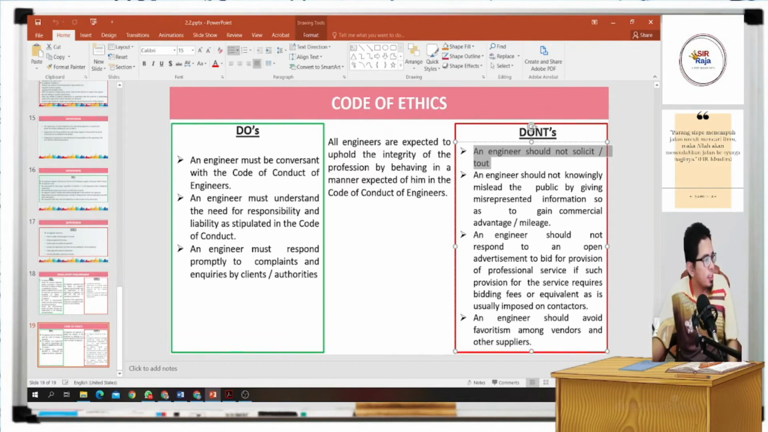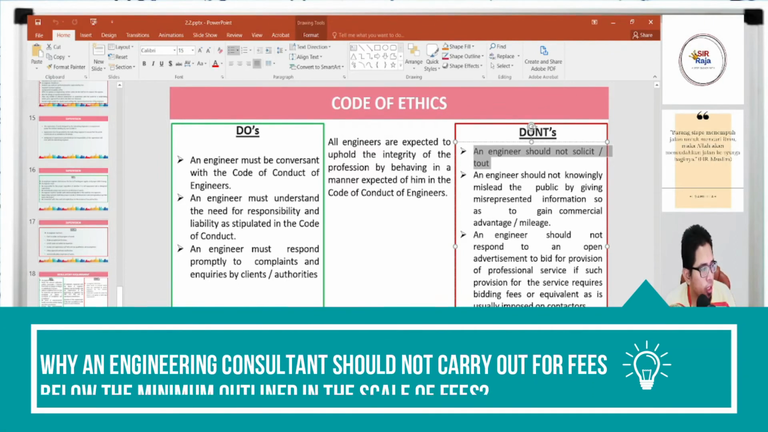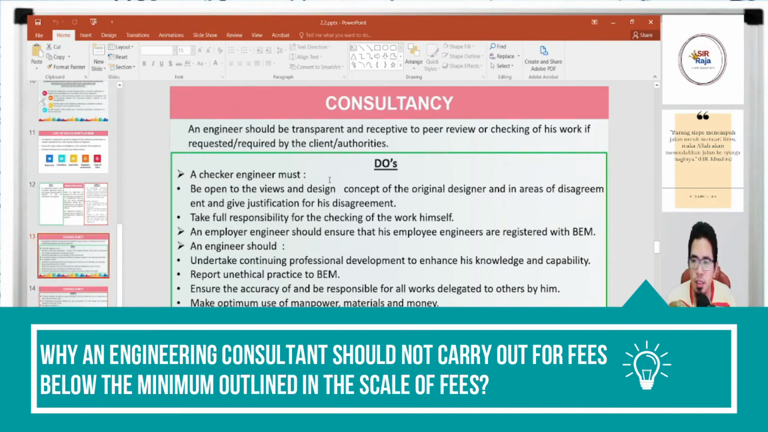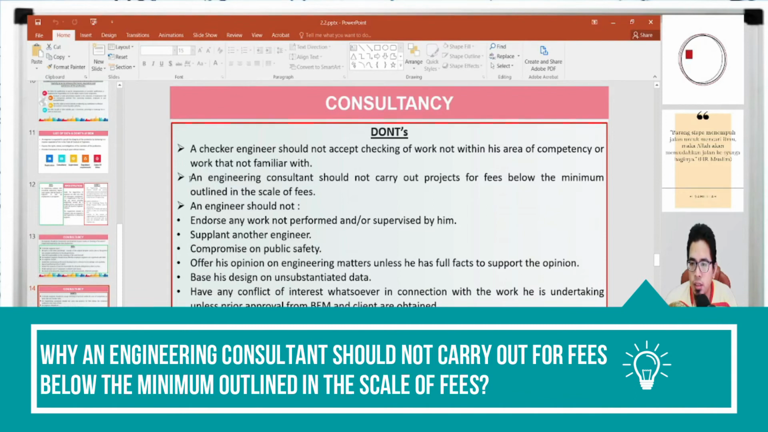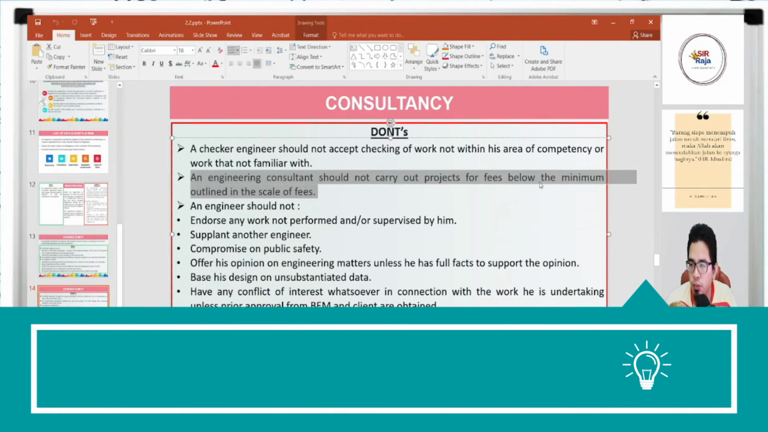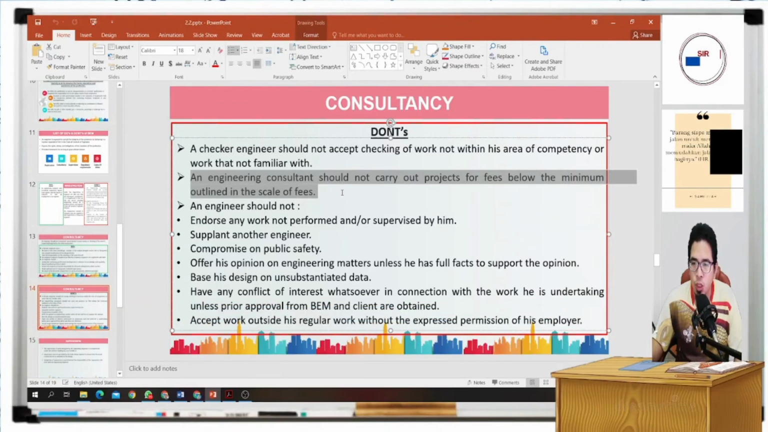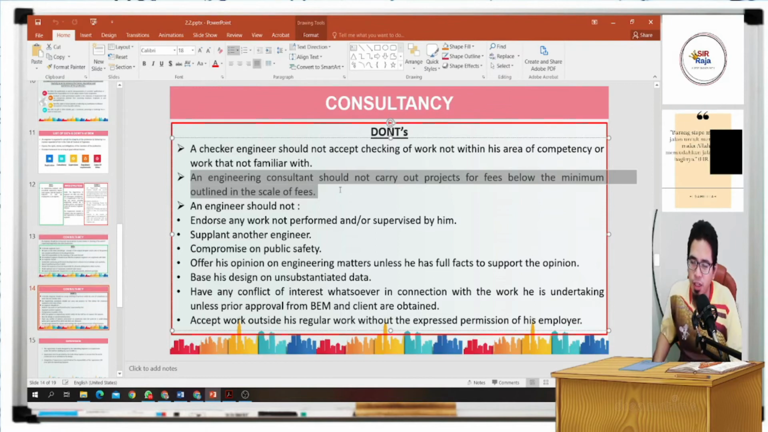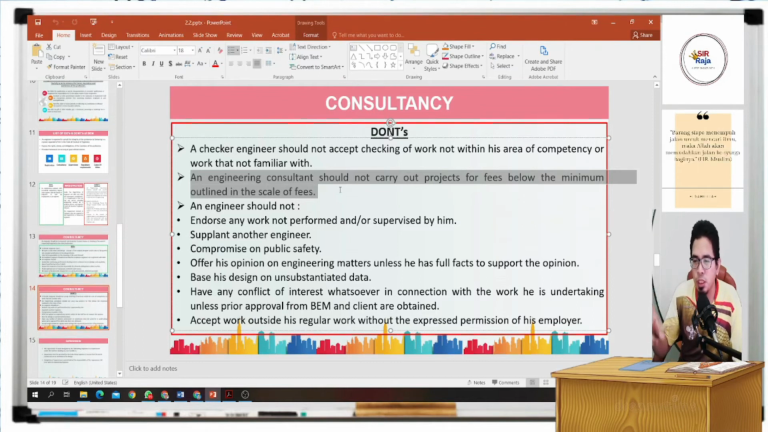Okay, alright. Why an engineering consultant should not carry out for fees below the minimum? So this one is under consultancy. Let's look at that. And it says here, the don'ts. An engineering consultant should not carry out project for fees below the minimum. Okay, this one is more like business. You know, if you have competition, okay, you have service and consultancy service, you offer consultancy service. Okay, if everyone offer too low, very low fees, okay, you're going to lower again. So that competition is not healthy.